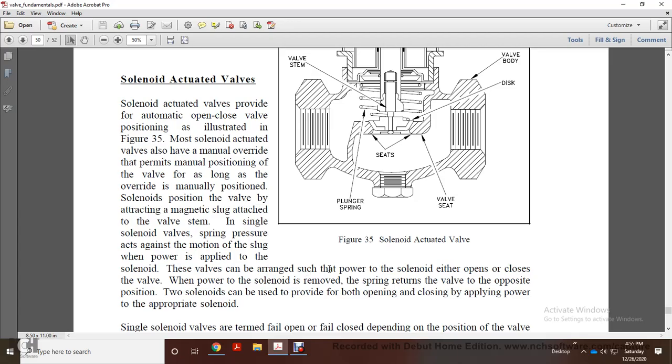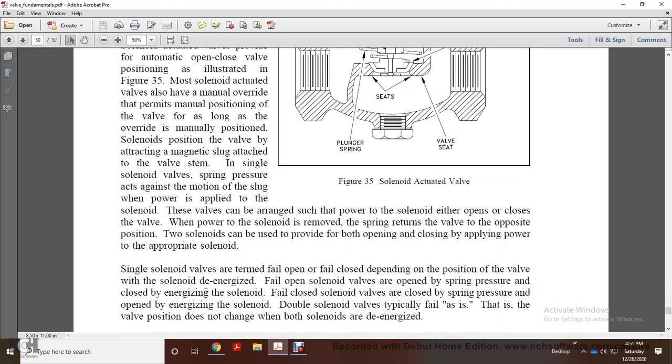solenoid. These valves can be arranged such that power to the solenoid either opens or closes the valve. When the power to the solenoid is removed, the spring returns the valve to the opposite position. Two solenoids can be used to provide both opening and closing by applying power to the appropriate solenoid.